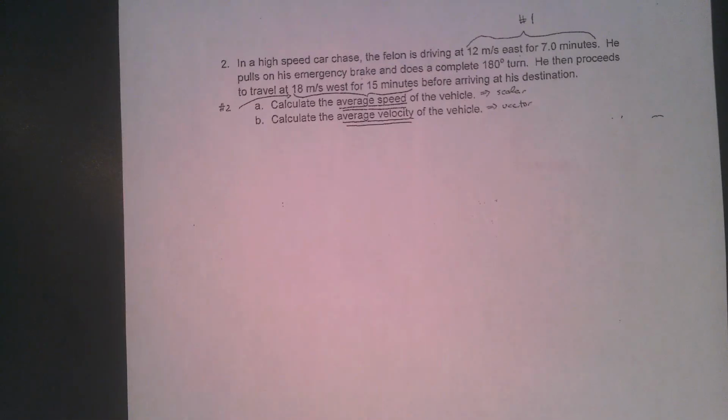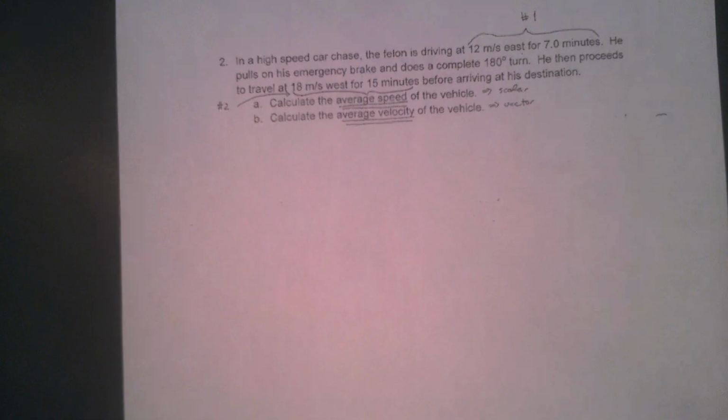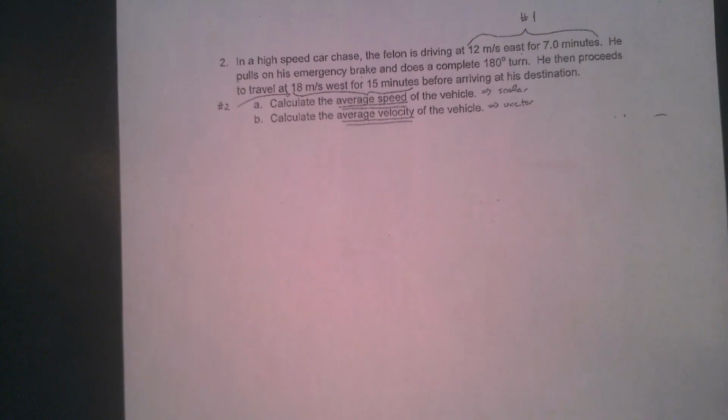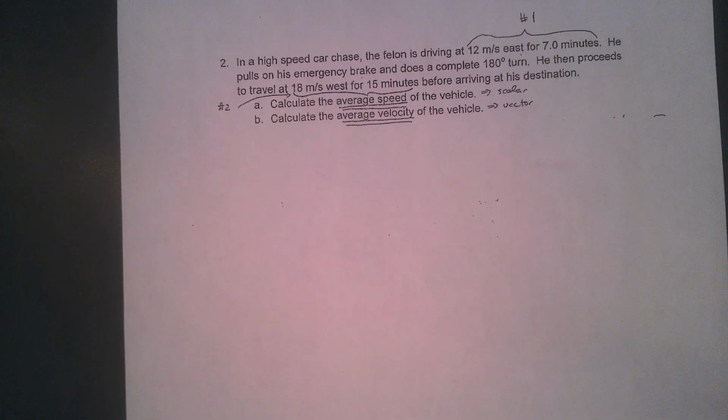Second question. In a high-speed chase, the felon is driving at 12 meters per second east for 7 minutes. He pulls on his emergency brake and does a complete 180-degree turn. He then proceeds to travel at 18 meters per second west for 15 minutes before arriving at his destination. Calculate the average speed of the vehicle and then calculate the average velocity.